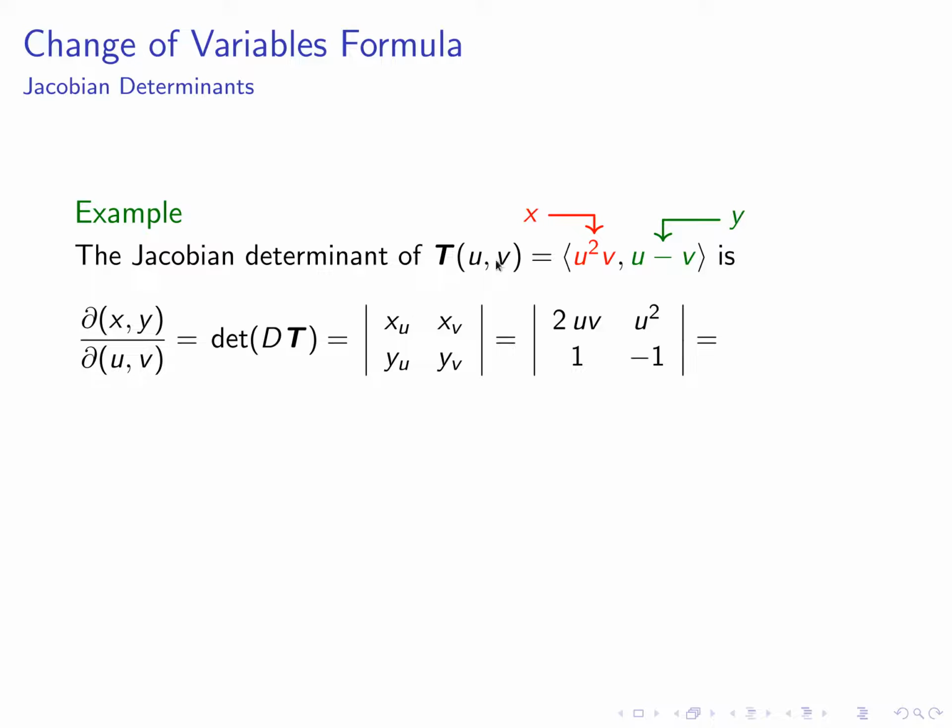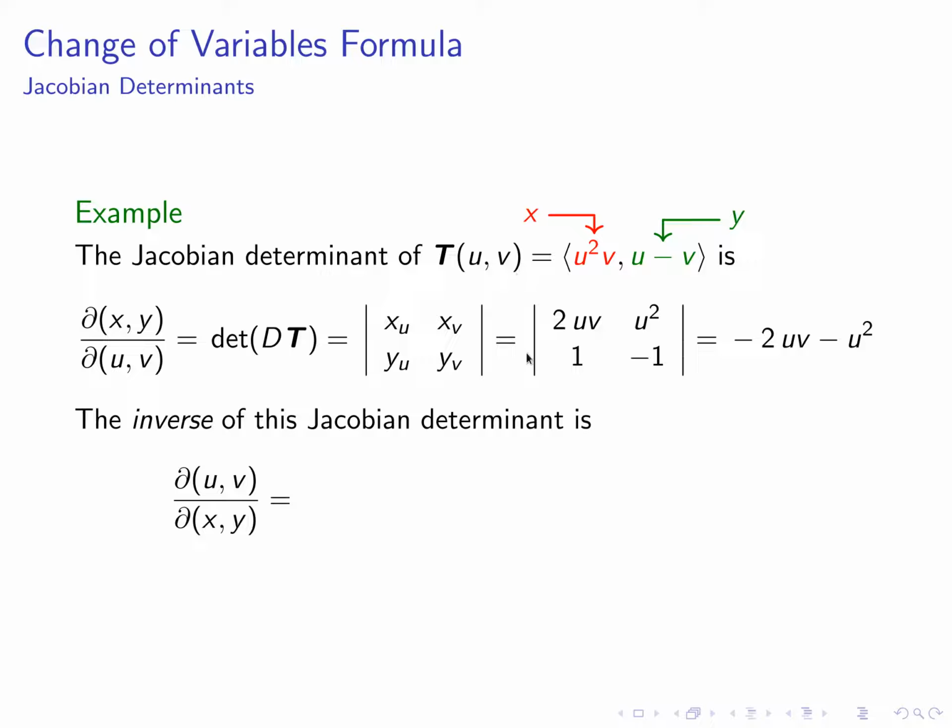The partial derivative of x with respect to u is 2 times uv. The partial derivative of y with respect to u is equal to just 1. The partial derivative of x with respect to v is equal to u squared. And the partial derivative of y with respect to v is simply equal to -1. So those are our 4 entries in our matrix. And remember, to take a determinant of a 2 by 2, we simply multiply the diagonal entries and subtract the product of the other 2 entries. So here we end up with -2 times uv minus u squared. So that's the Jacobian determinant of this particular function.